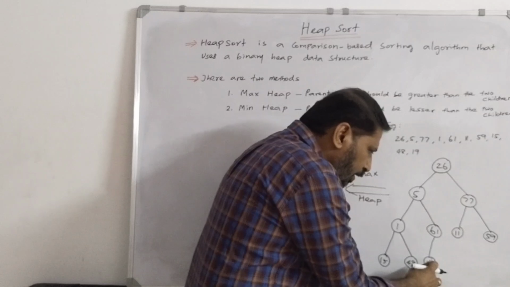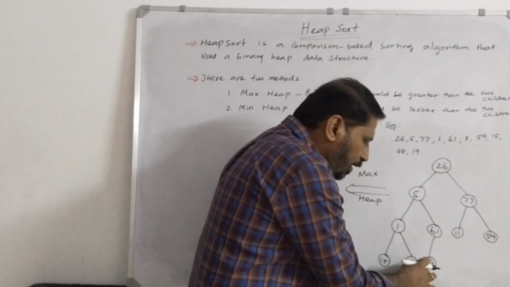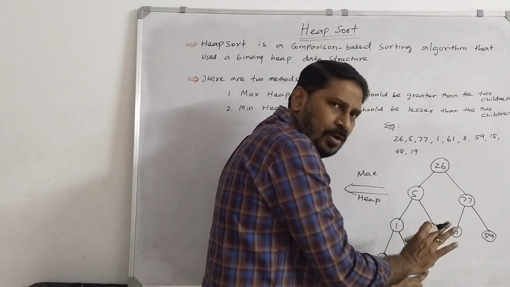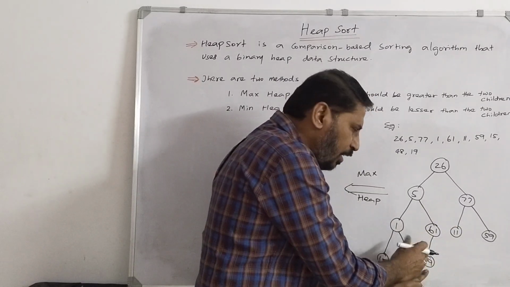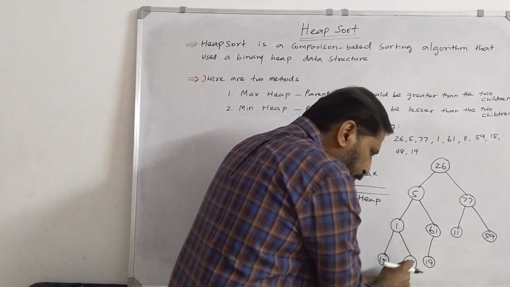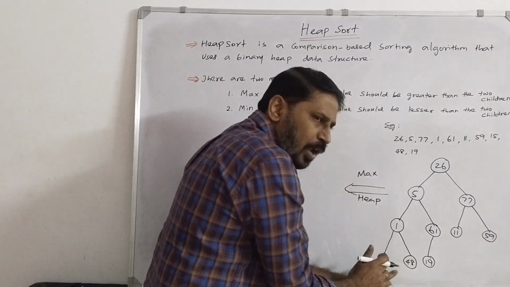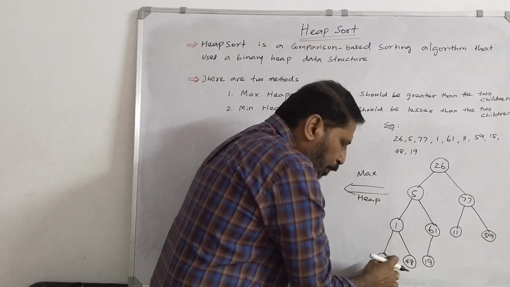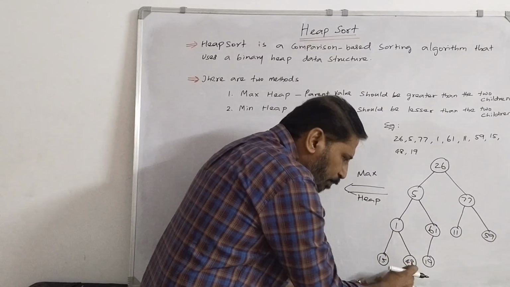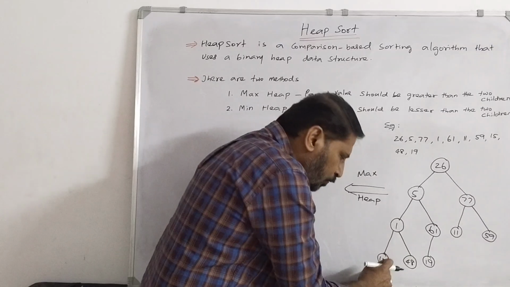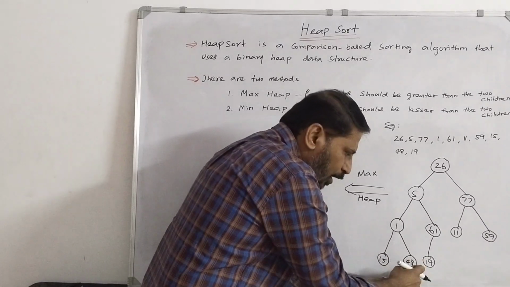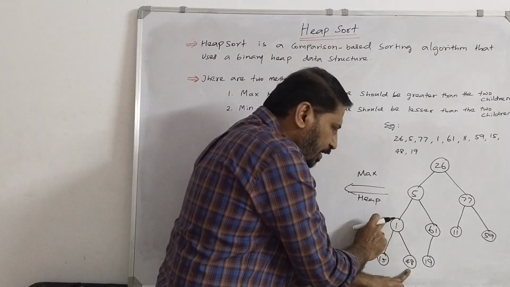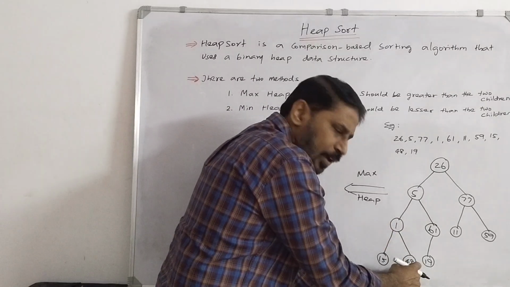So 19 is compared with 61. The value of 19 is lesser than its parent 61, so we won't disturb anything; we keep it as it is. Then we come to the previous node, 48. When we have a single node, we compare directly with the parent. Suppose two nodes are there, we have to compare these two nodes first. 15 is compared with 48. 48 is the bigger number. 48 is compared with 1. 1 is a lesser number, and 48 is the greater number.